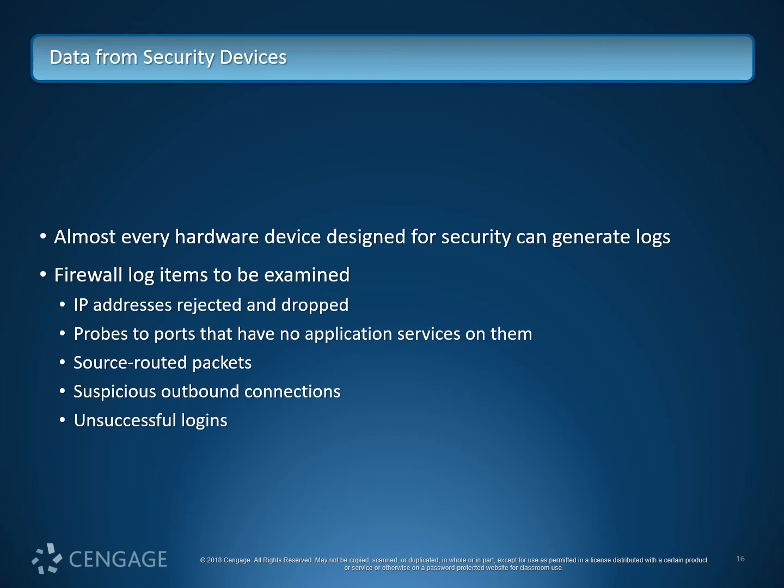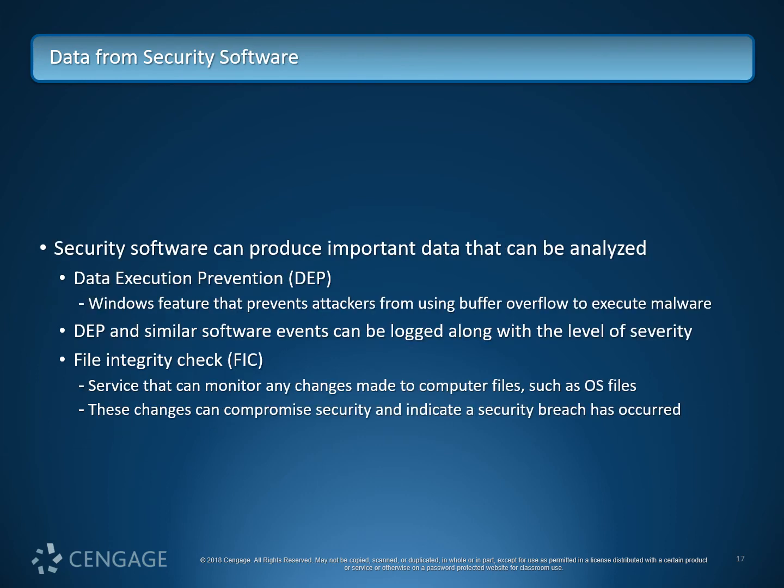Data from devices. Almost every hardware device designed for security will generate logs. You can generate logs from all kinds of events. Firewall logs in particular, we have 5 main things we should examine. As I talked about earlier, unsuccessful events are usually pretty prominent. IP addresses that are rejected and dropped, probes to ports with no application services. That can be an example of somebody trying to do an Nmap run. Source routed packets, suspicious outbound connections, and unsuccessful logins.